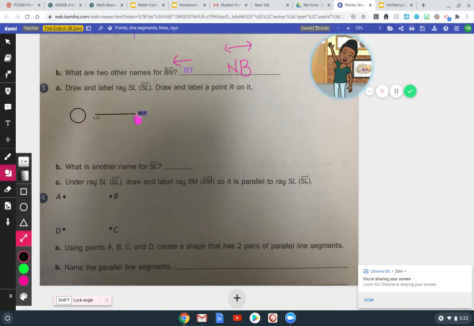Then the other point goes on and on. I'm going to connect these a little better. There we go. Remember, it doesn't have to be perfect. I understand. We're working in Kami here.